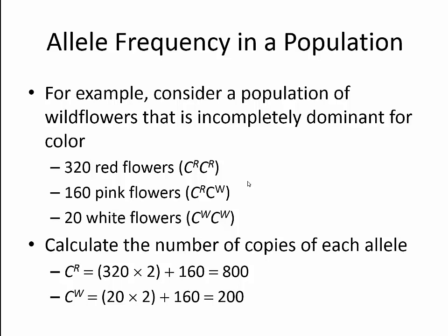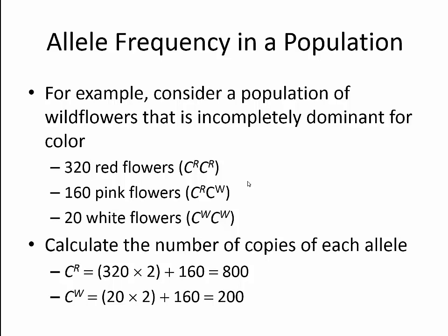So for the red allele, which is dominant, we're going to take 320, because that's how many red flowers we have, right? 320 times 2, because there are 2 alleles at each locus. But then we can't forget the pink flowers. They also have 1 copy of the allele. So we add on 160 to that, and we get 800.